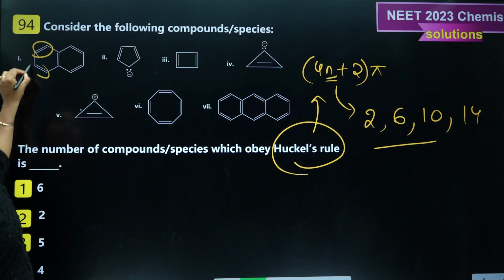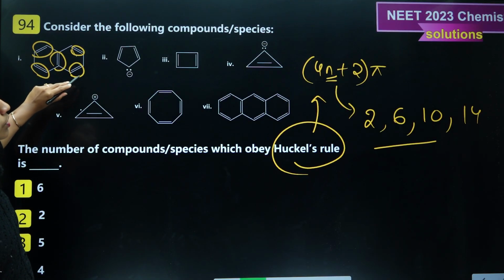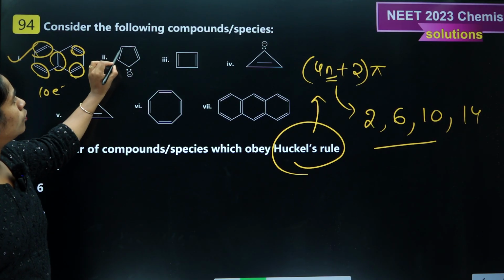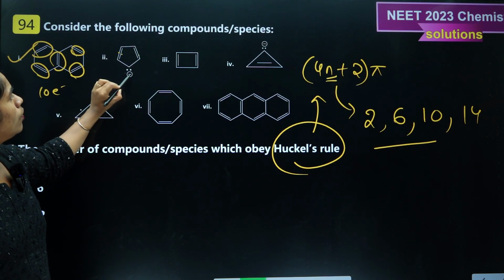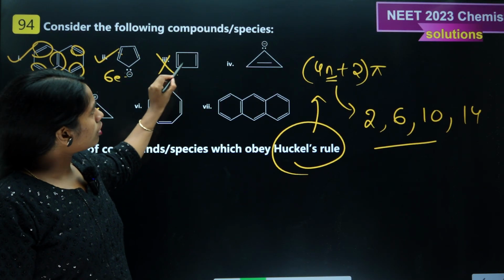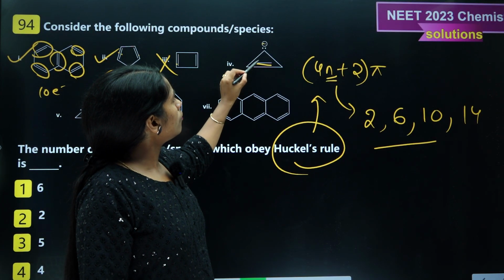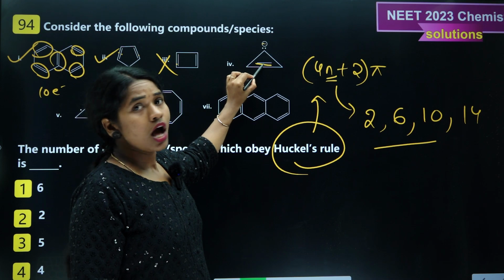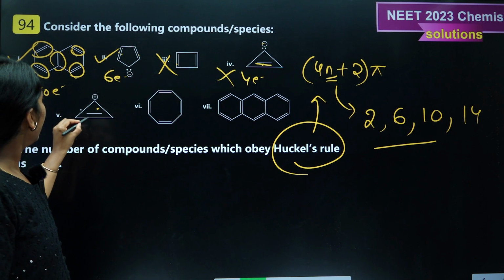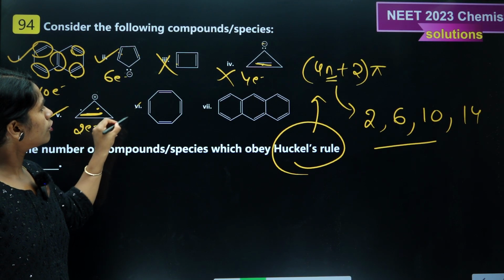So how many pi bonds? 1, 2, 3, 4, 5. 5 pi bonds. 5 2s are 10 electrons. So it is following Huckel's rule. 2 2s are 4, 1 bond, 2 electrons. So total 6 pi electrons obeying Huckel's rule, and 4 electrons, 2 pi bonds, 4 electrons not obeying. Here these electrons also involve in the resonance, right? 2, this is 2, this is 4, and it is not obeying Huckel's rule. Here only 2 electrons, it is obeying Huckel's rule, and 8 electrons not obeying.